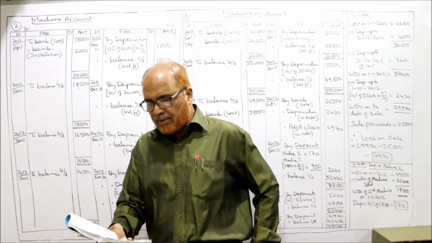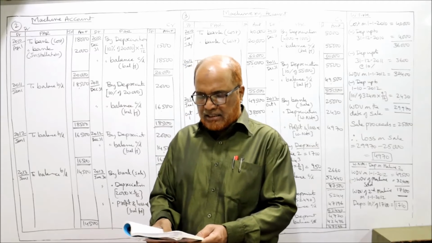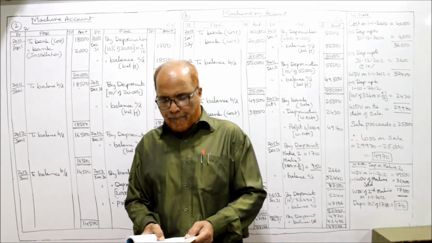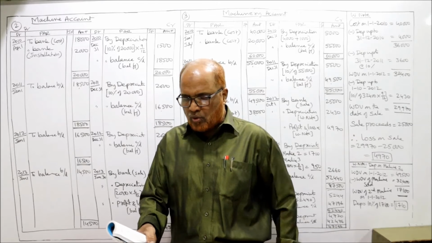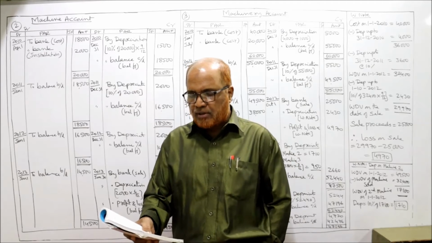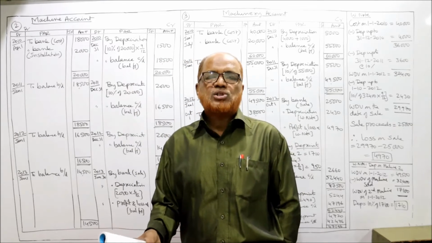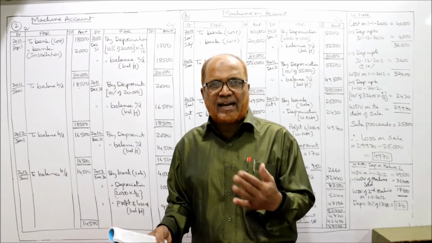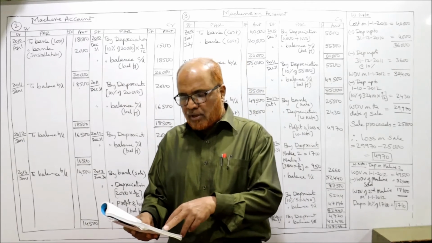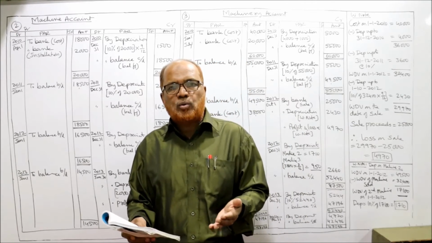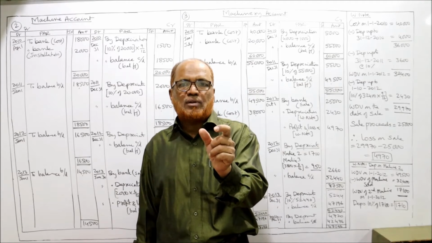Second problem, see carefully. Rajesh purchased a second-hand machine for rupees 18,000 on 1st April 2010. He spent 2,000 on its overhaul and installation. The date of purchase 1st April 2010. The cost of the machine 18,000. It is a second-hand machine, so some expenditure is incurred on overhauling and installation. So 2,000 rupees will be added to 18,000. So 18,000 plus 2,000, 20,000 is the cost of the machine.